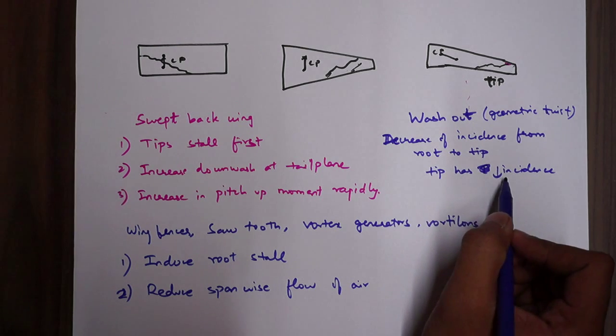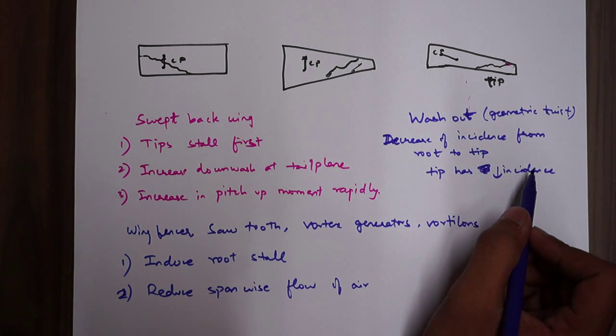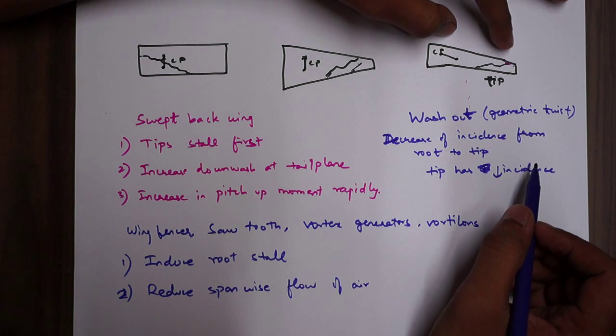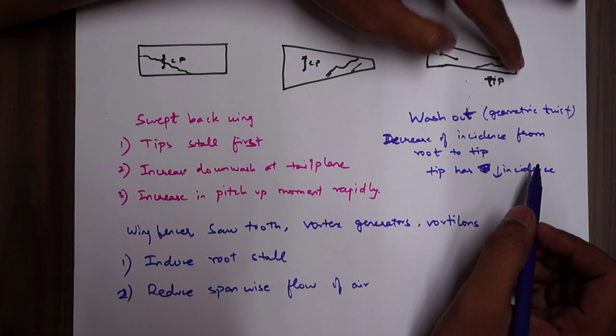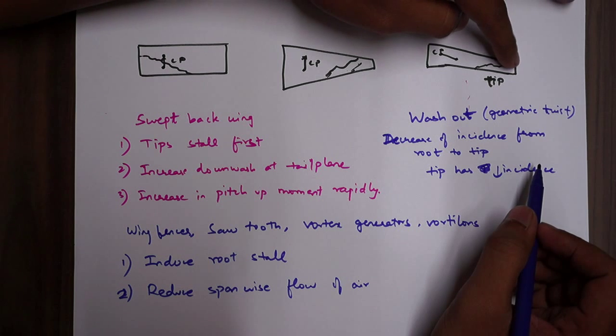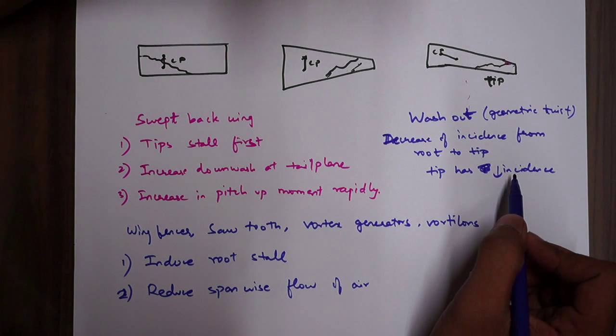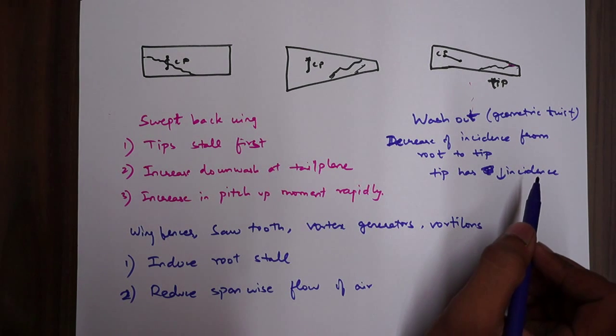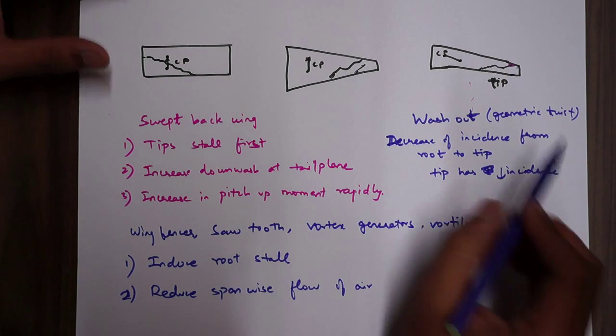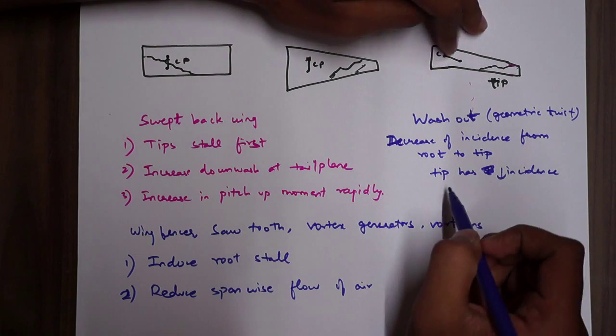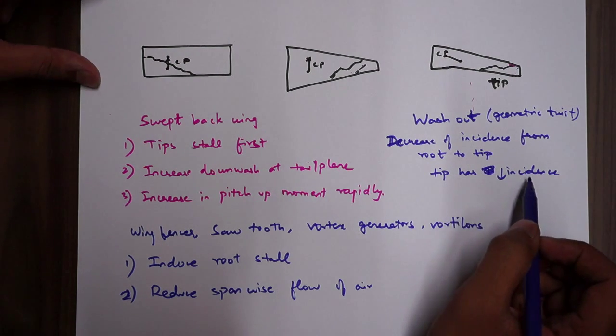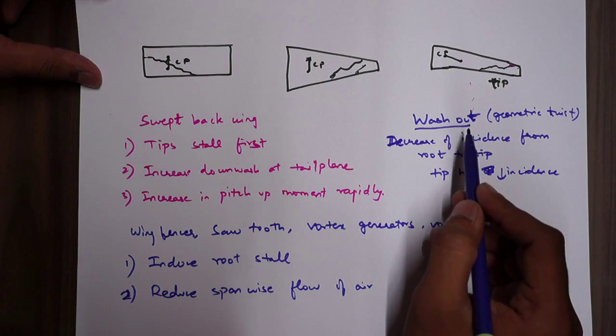So the tip has a lower incidence angle, so when the airflow is hitting the aerofoil, the tip stalls a little later since the angle of incidence of the tip is lower. So the time taken to reach the angle of attack at the stall angle, basically the critical angle, is longer, so the tip stall doesn't take place, and the root stalls first. So make this correction: the tip has a lower incidence and this is called washout.